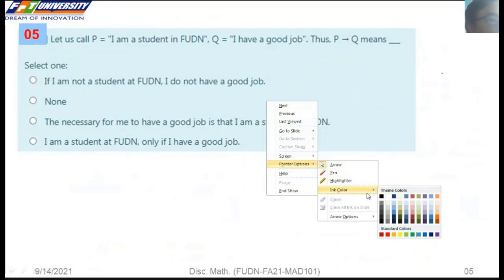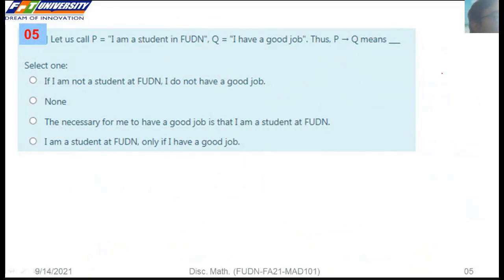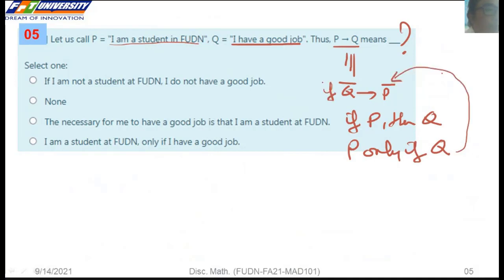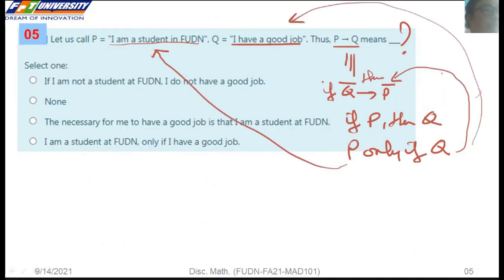So now let's consider P and Q. I am a student at UDN, and Q: I have a good job. Thus P imply Q. What does it mean? Equivalent to not Q imply not P. So we can write: if P then Q. P only Q means if not Q, then not P. I am a student at UDN only if I have a good job.